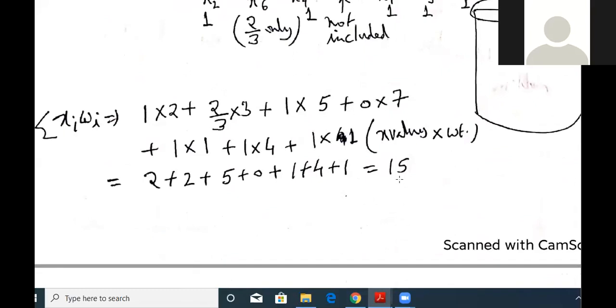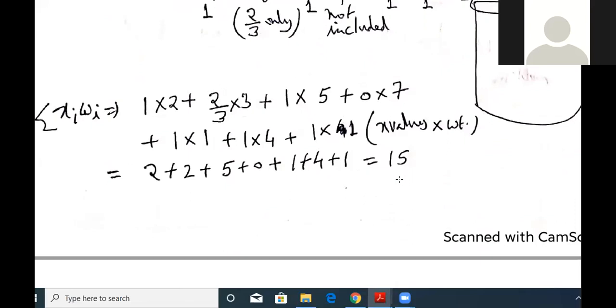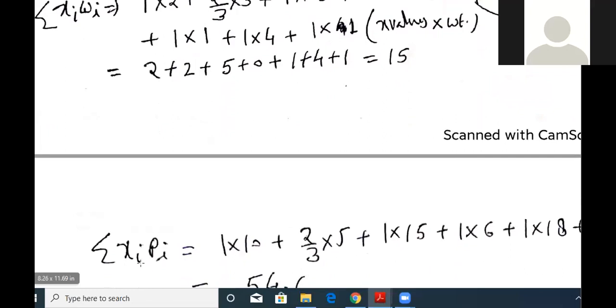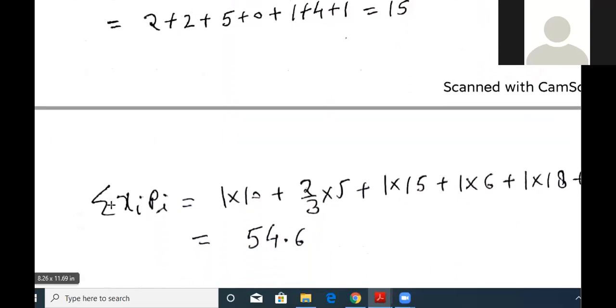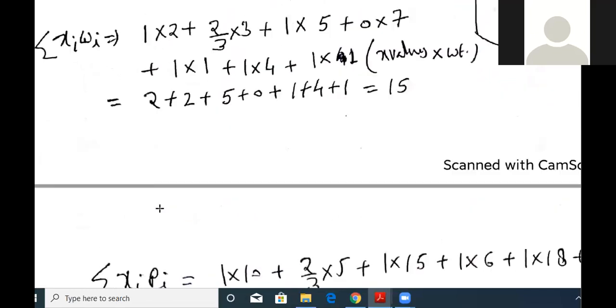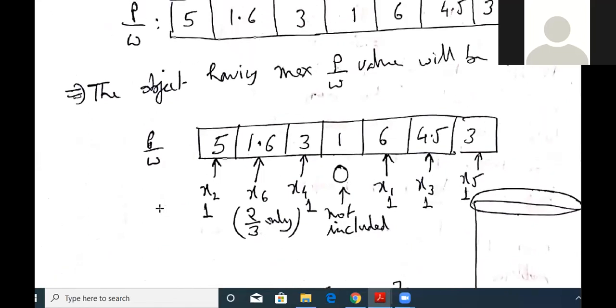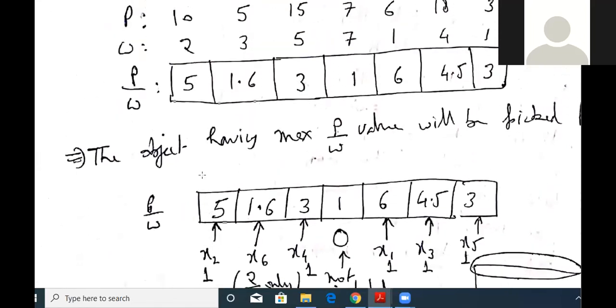So this is the xi into wi values, but we are interested in the profit values since we have to maximize the profit. So we have to calculate the xi into pi values. The xi values you have already calculated are either 1 or 0, and the profit values are given like this. Xi into pi means for this item the xi value is 1 and the profit is 10, so the first value is 1 into 10.